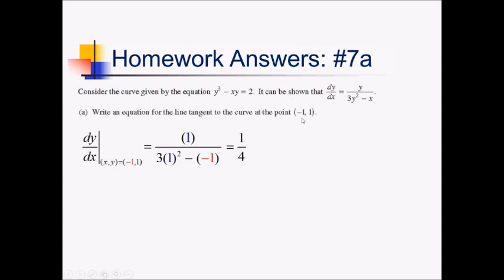Plugging that in with our point now, we've got y minus y1, so y minus 1, equals our slope of 1/4 times x minus x1, so that's going to be x plus 1.